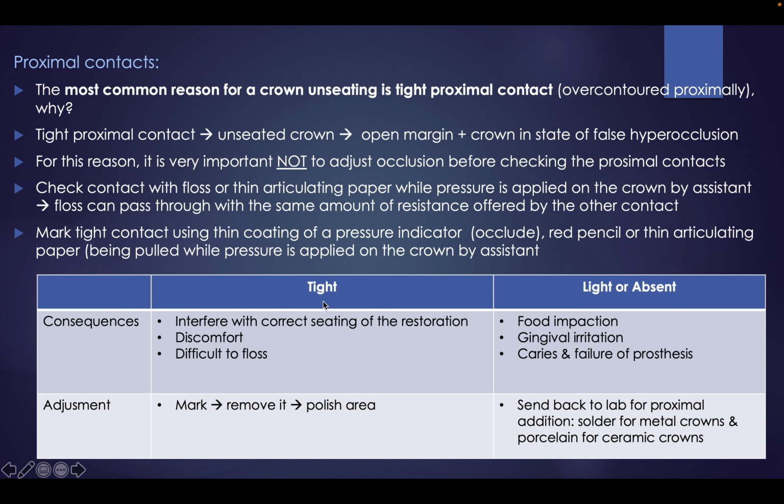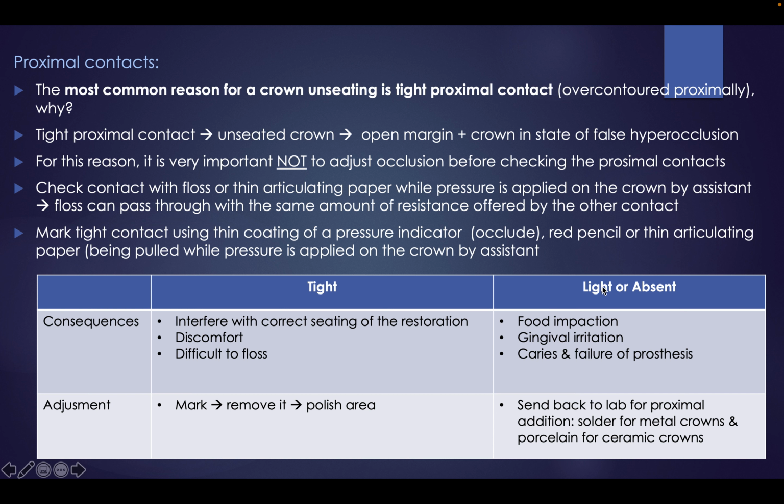So if you have a tight contact, we said it will not seat. The patient might have pain, and most importantly, it will have an open margin where you can have caries. Adjustment: you mark it, remove it, and you polish the area. If you have a light or absent contact, food can get impacted, gingival irritation, and you will have caries.